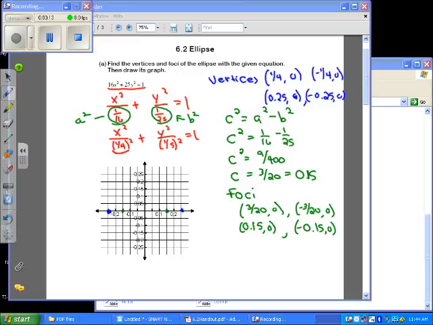Finally, I'm asked to graph this. The other thing I have to do is find the other two points that complete my ellipse. The way I find those two points is I look at the denominator of y squared. That's 1/5. So that tells me I'm going to go up and down 1/5, which is 0.2. So that'd be right there, and right there. Let me go ahead and complete my graph. And there it is, and that completes part A of this worksheet.